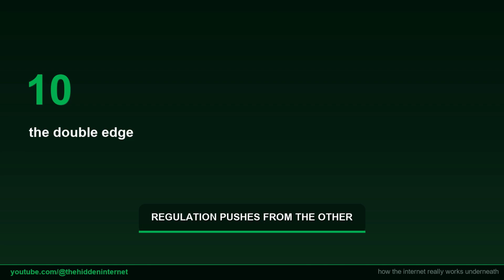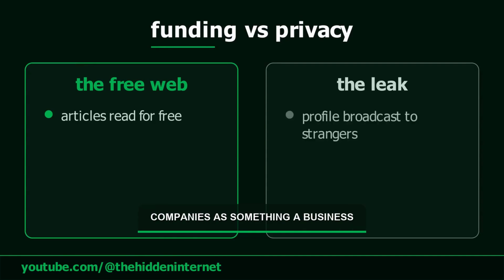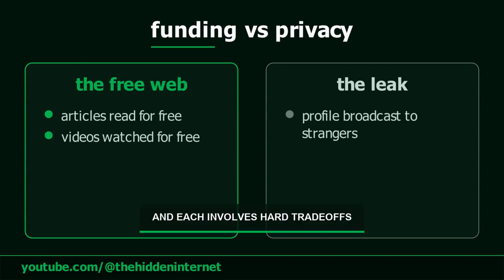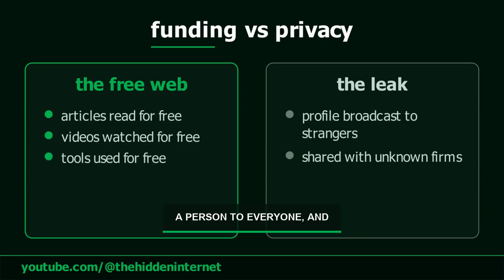Regulation pushes from the other side. Laws that demand real consent before this data changes hands, grant people the right to opt out, and treat the careless spilling of a profile to dozens of unknown companies as something a business can be held responsible for. None of these is a finished cure, and each involves hard trade-offs between funding the free web and protecting the people reading it. But the direction is clear, away from broadcasting a person to everyone, and toward keeping as much as possible on the device where it began.